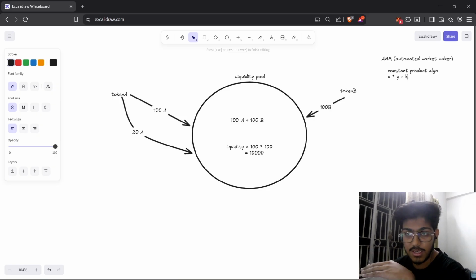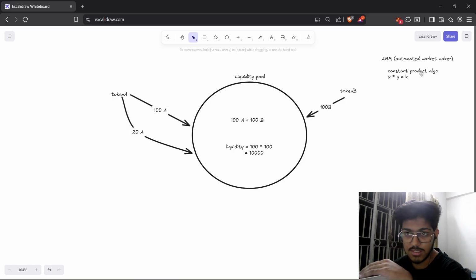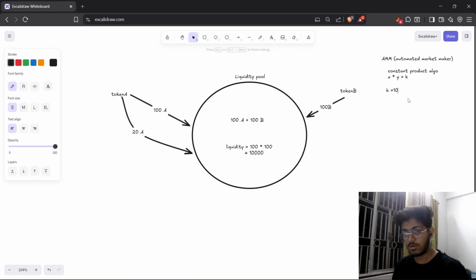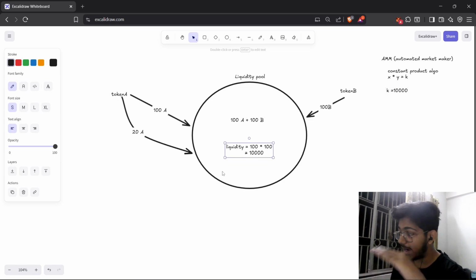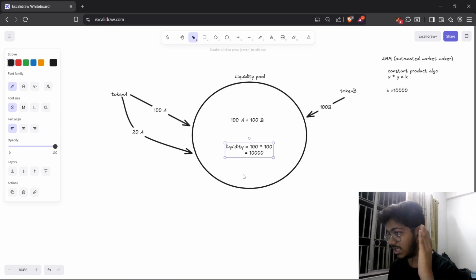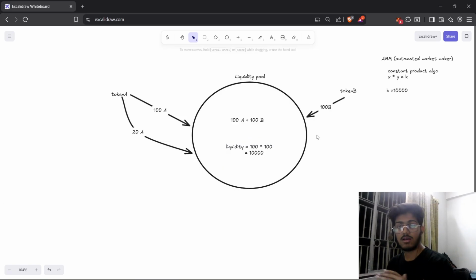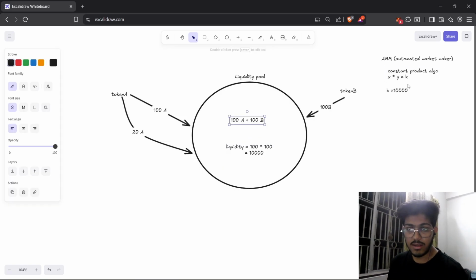So what k here is, k is the liquidity. 10,000 is k, so k is equal to 10,000. This should always be constant. This liquidity can't be changed ever. And x is token A and y is token B.